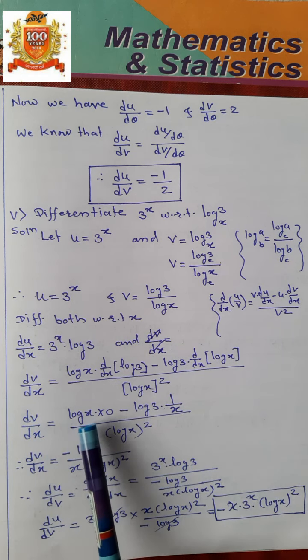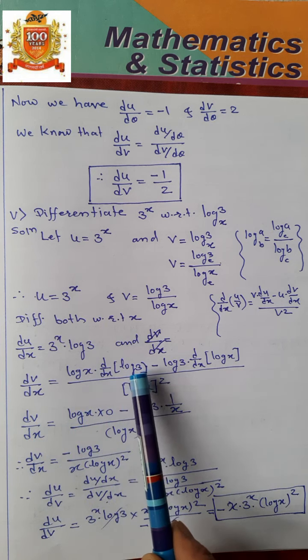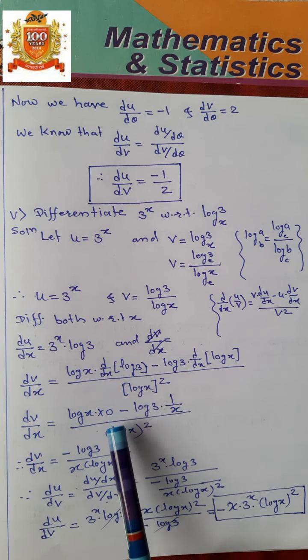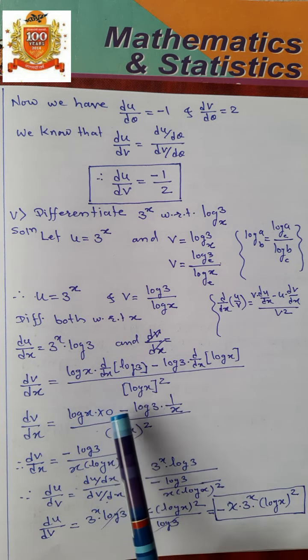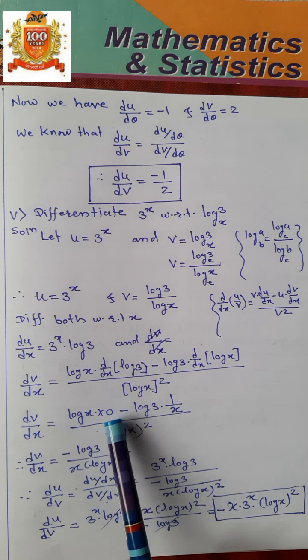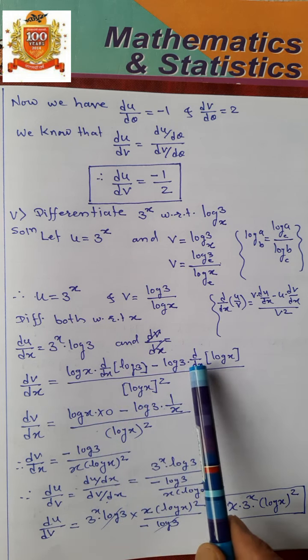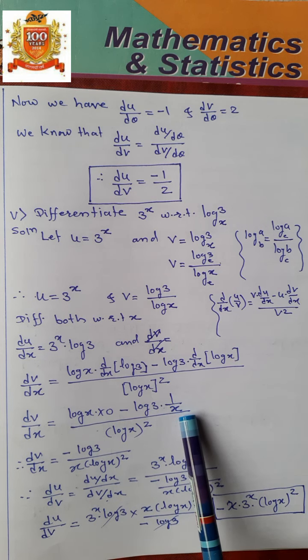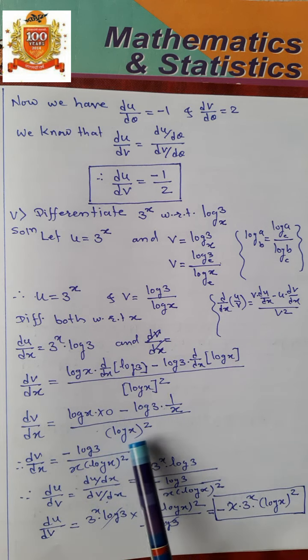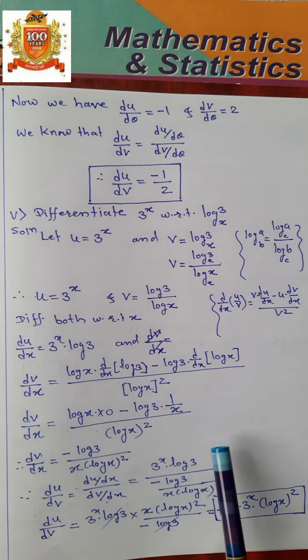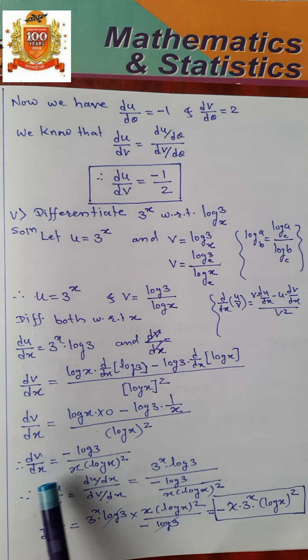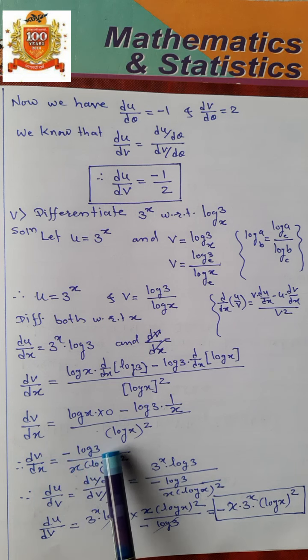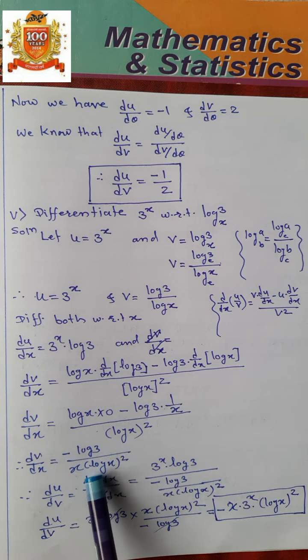Therefore dv by dx is equal to log x as it is. Derivative of log 3 with respect to x is 0 because log 3 is constant. Derivative of constant is 0, we know. Minus sign as it is, log 3 as it is. Derivative of log x is 1 upon x upon log of x bracket square as it is. Therefore dv by dx is equal to minus log 3 upon x into log of x bracket square.